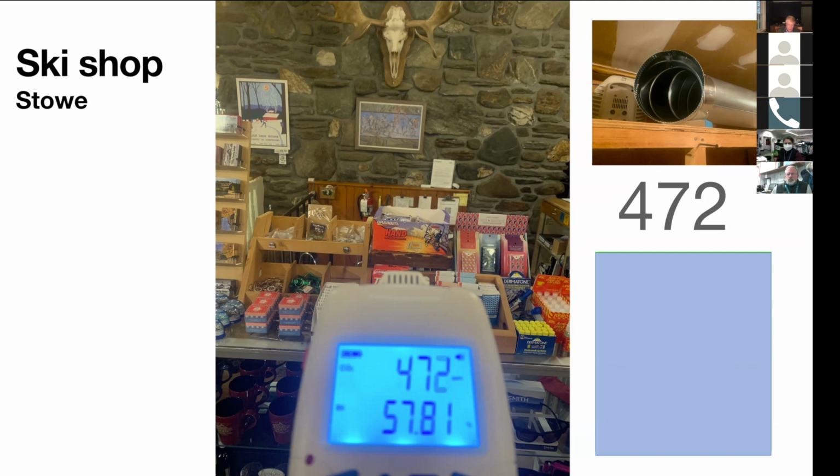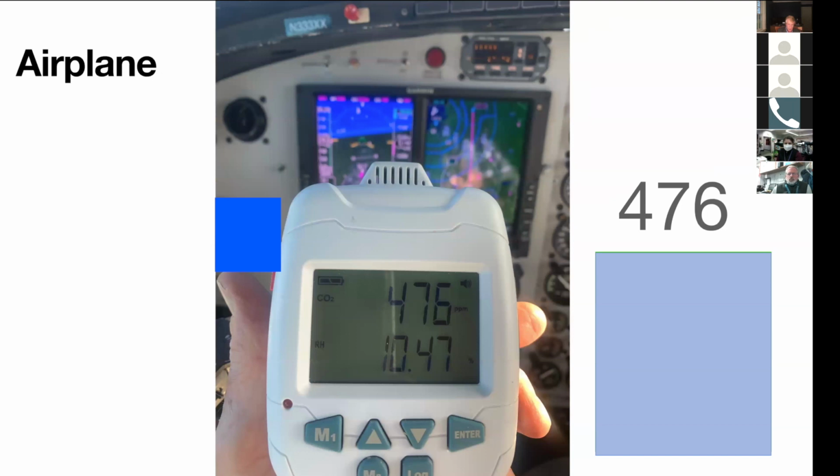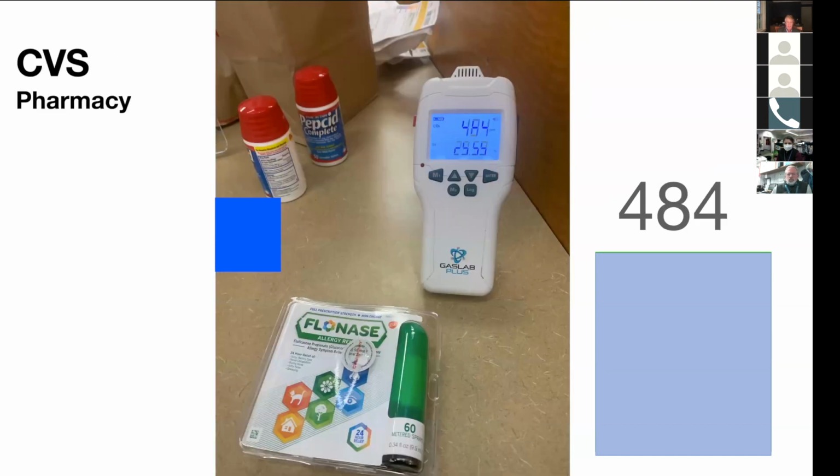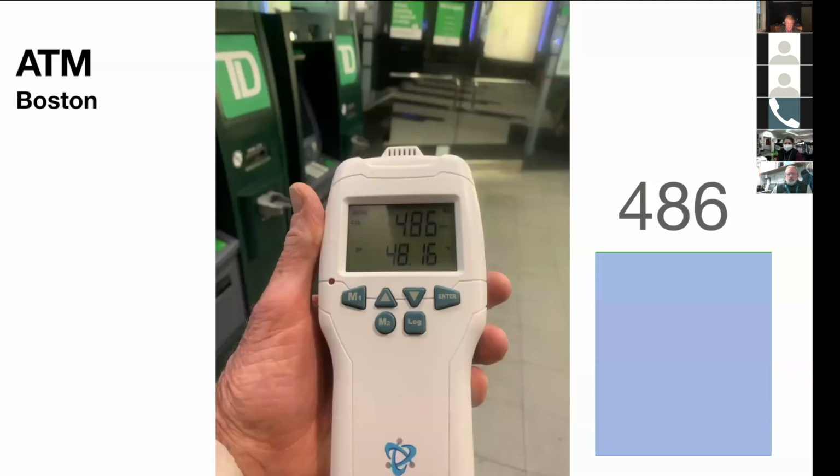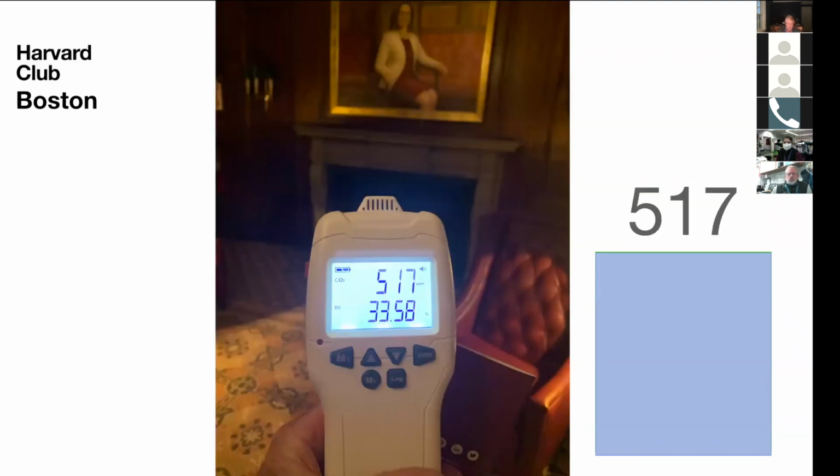We've had higher levels. This is my airplane at 476. CVS, want to go shopping, go to CVS, 444. It's like outdoor air. It's fantastic. And again, remember, we're going up towards 800, which is the upper limit. Here's an ATM. Here's the Harvard Club in Boston, 517.